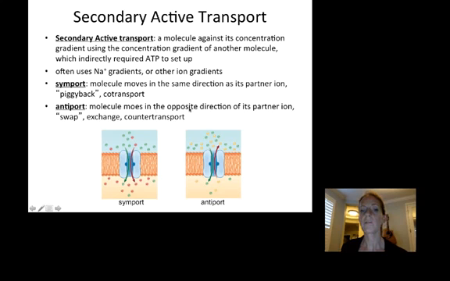Antiport is when the molecule moves in the opposite direction of its partner ion. So we can still use sodium. Sodium wants to move into the cell here in green. There's symport here in green, here's antiport. Sodium still wants to move from high to low. It took energy to set up that sodium gradient. And now this other molecule can swap or trade places with sodium. And that's called antiport. So if the molecule moves in the same direction as the sodium gradient, it's symport. If it moves in the opposite direction of the sodium gradient, it's antiport. And it's active transport because it initially required ATP to set up that gradient of sodium to begin with.